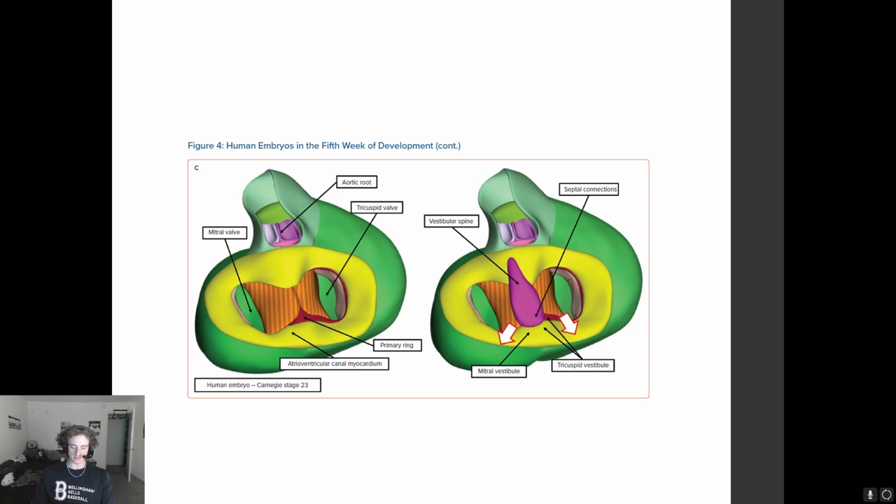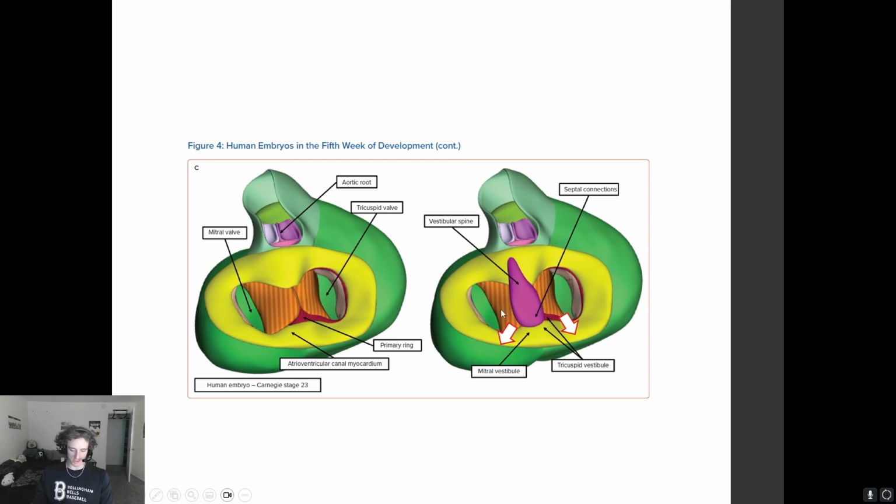So the septal connections of the compact node are derived by a muscularization, where's my mouse? A muscularization of the vestibular spine and the mesenchymal cap. So basically you have the primary ring, which is like the AV node at this point, and then it's going to be a muscularization of this structure, the mesenchymal cap, and this structure, the vestibular spine.